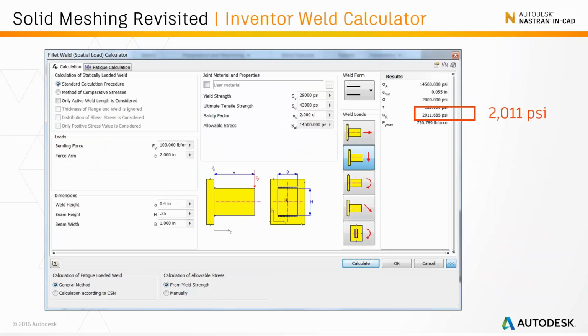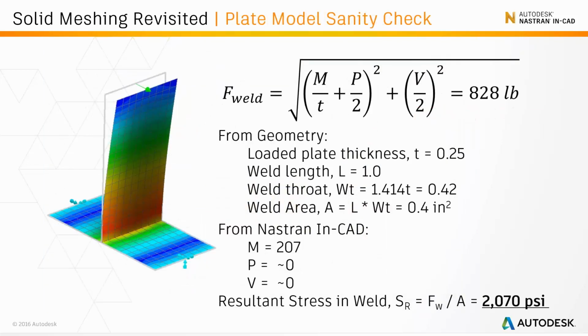Doing a quick sanity check using the Inventor weld calculator, we get an approximate value of around 2011 psi, so about the same. We're in the same region. And then using the plate model and the force method we talked about earlier, this gives us again very comparable results. We're looking at about 2070 psi, so around the values that we've previously achieved.